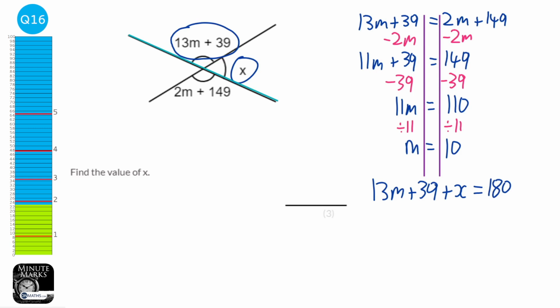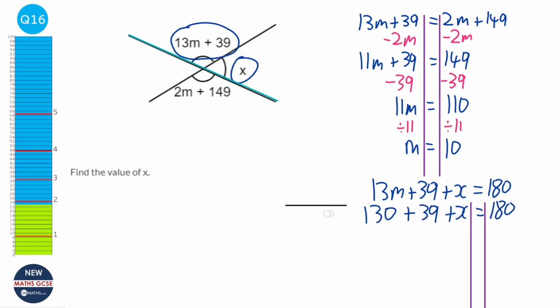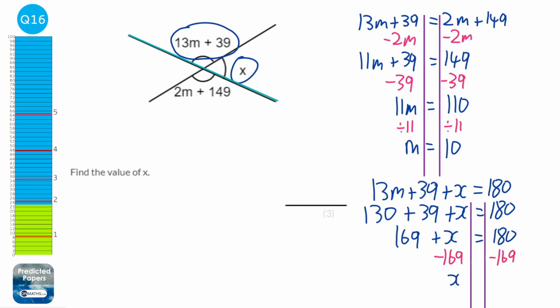So we can solve this, or well, first of all we know what m is, so it'd be 13 times m, which is 130, and then we can solve this. So let's get my solving lines in. And so that's going to be 169 plus x equals 180. And we're going to just take that away from both sides, the 169. So we've got x equals 11. So the value of x will be 11 degrees.